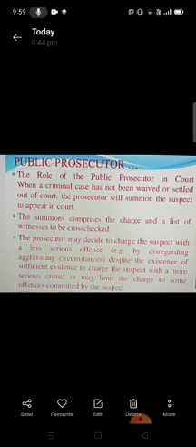The summons comprises the charge and a list of witnesses to be cross-checked. The prosecutor may decide to charge the suspect with a less serious offense, for example, by disregarding aggravating circumstances, despite the existence of sufficient evidence to charge the suspect with a more serious crime, or may limit the charge to some offenses committed by the suspect.